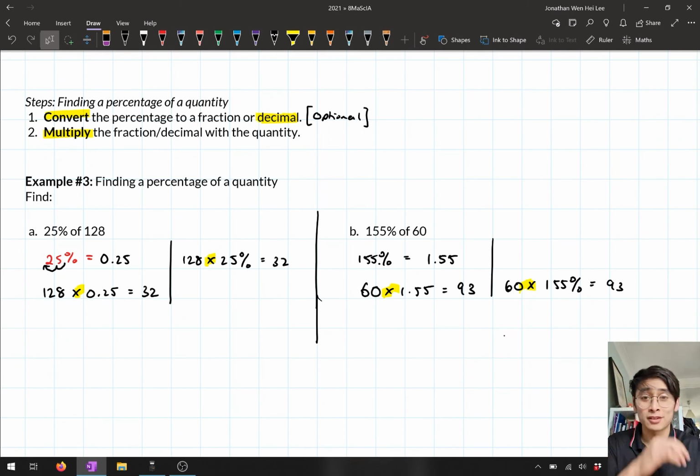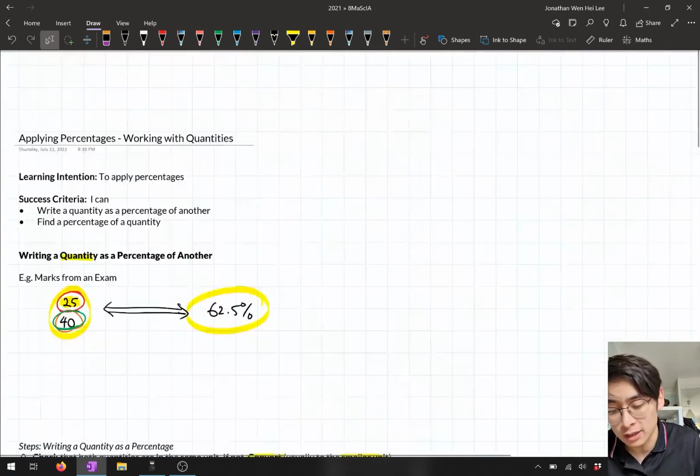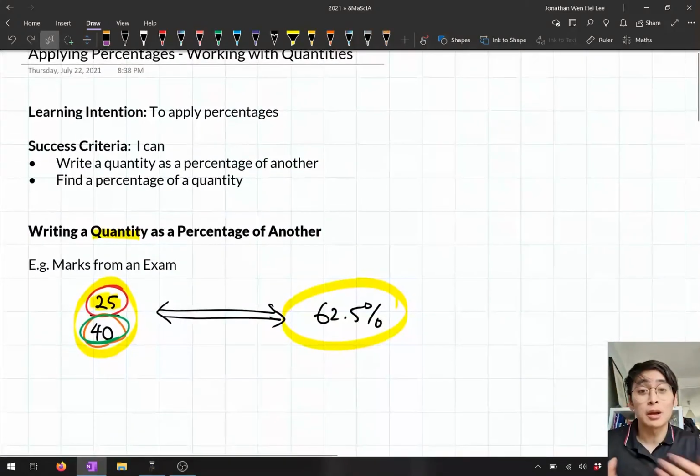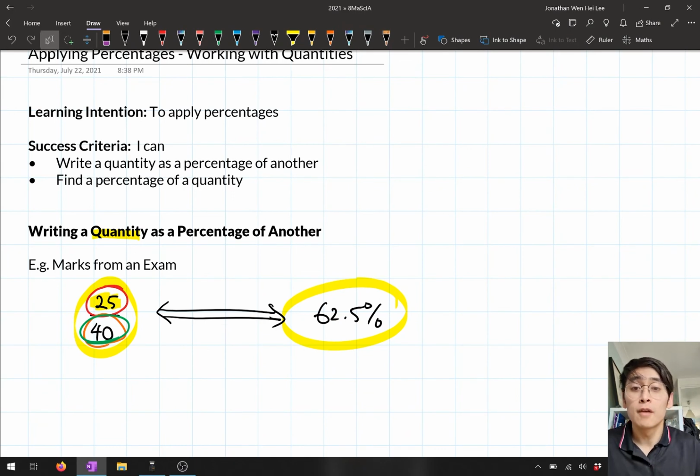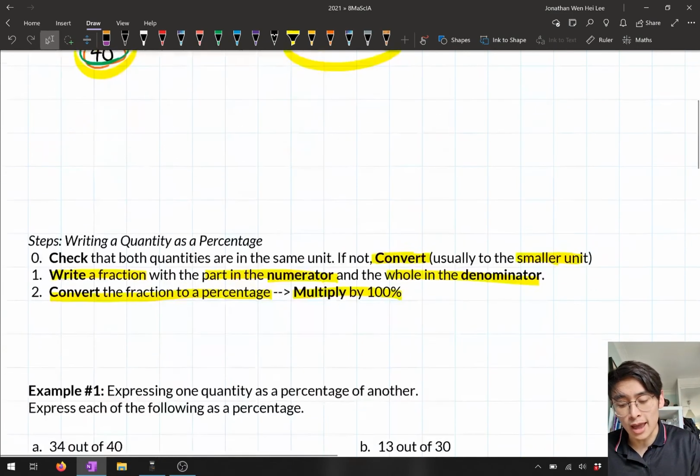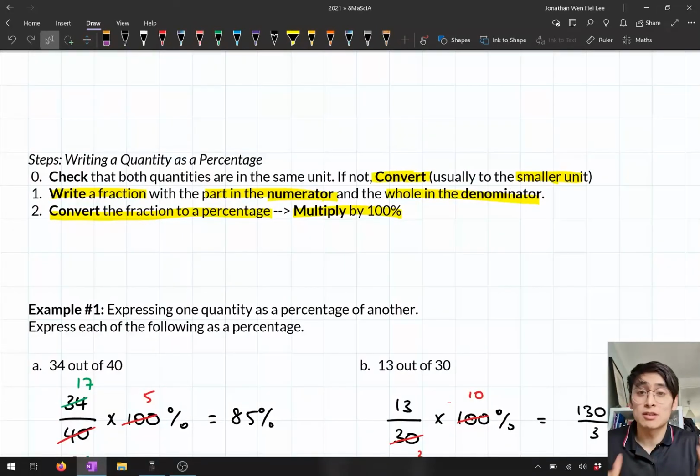So that's it for today's lesson. Let's quickly recap what we've looked at in today's lesson. In today's lesson, we started applying our percentages. There were two things that we wanted to do. Firstly, we want to write a quantity as a percentage of another. So this is when we're comparing two amounts to each other. And what we want to do for this is make sure that our quantities have the same unit, write it as a fraction, and then convert that fraction to a percentage. So that was the first part of today's lesson.